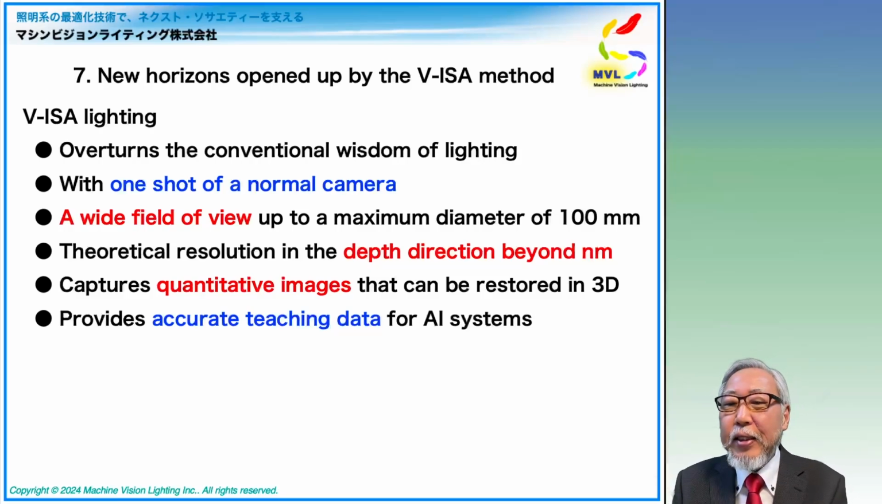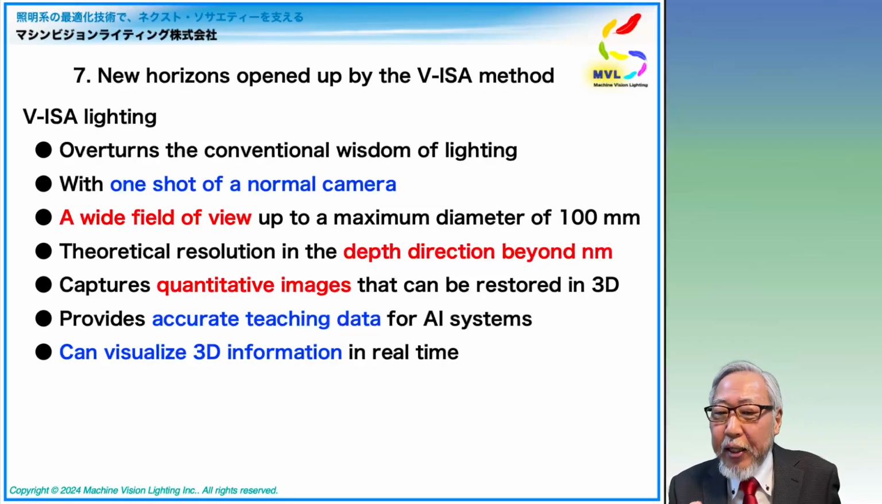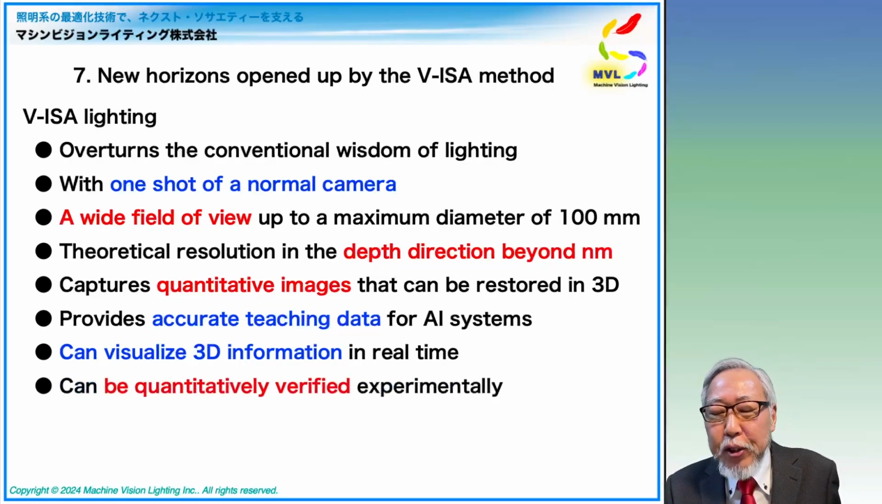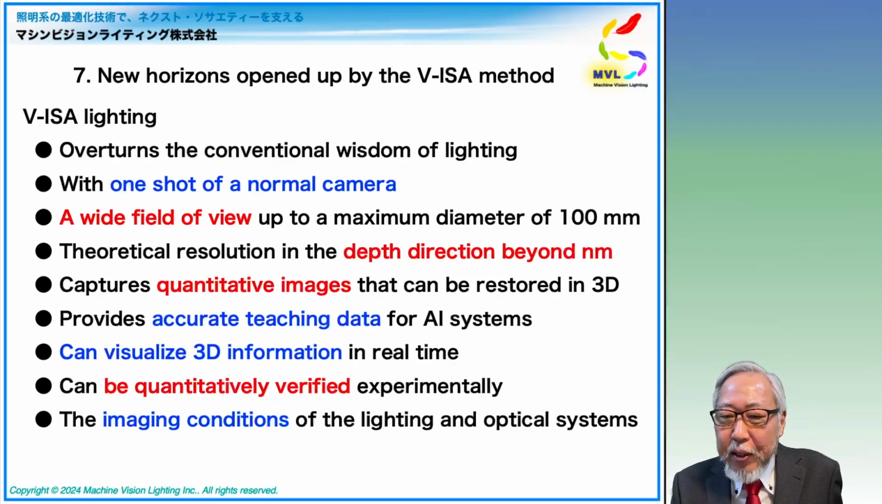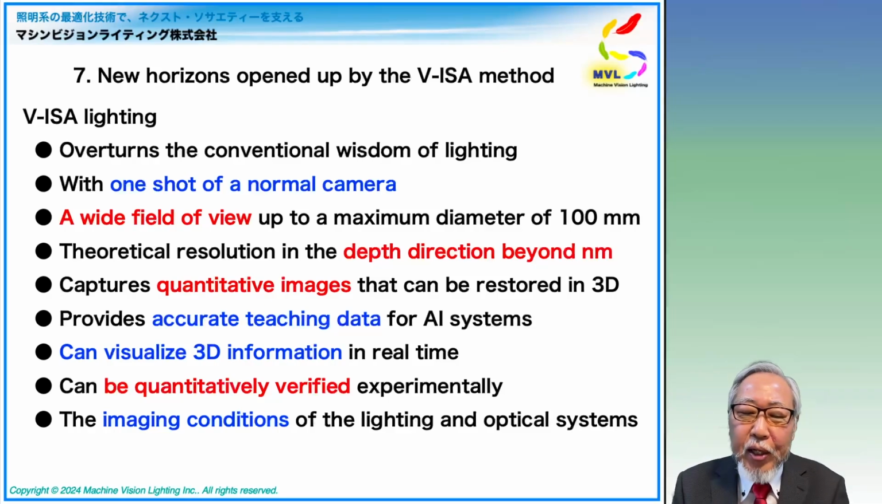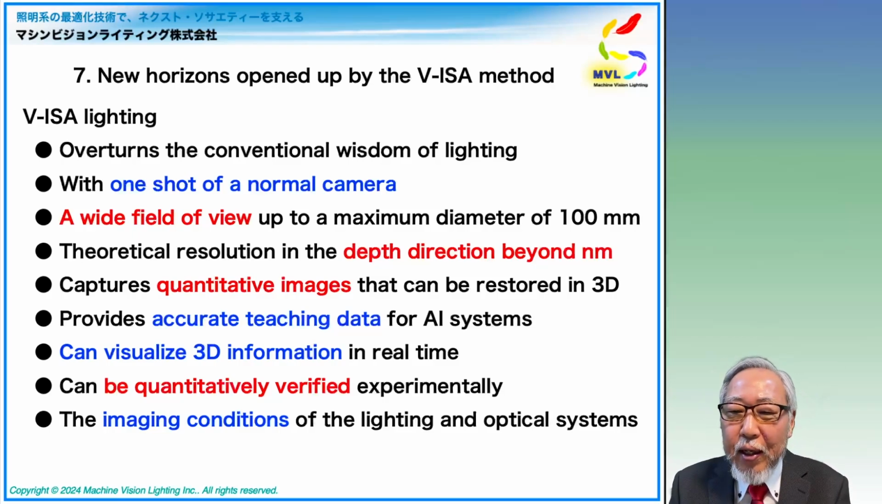This means that it can provide accurate teaching data for AI systems, or it can provide accurate images for rule-based image processing. Also, what's more, it has the feature that 3D information can be visualized in real time even during visual inspection. Another thing is that Visa lighting is, in fact, a small imaging laboratory that allows for quantitative experimental verification of the imaging conditions of the lighting system and optical system.